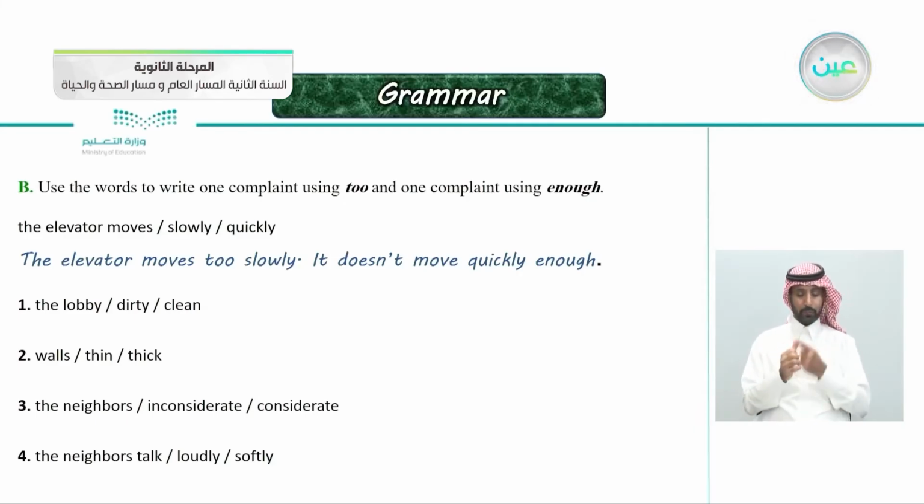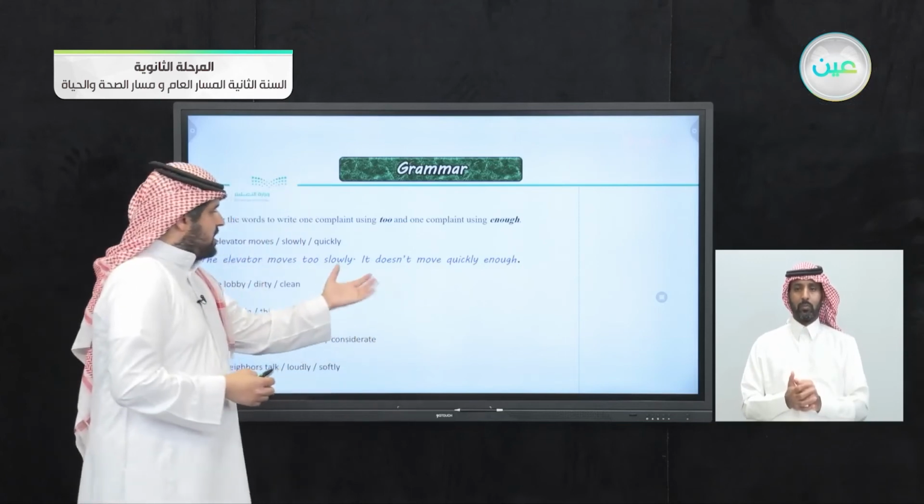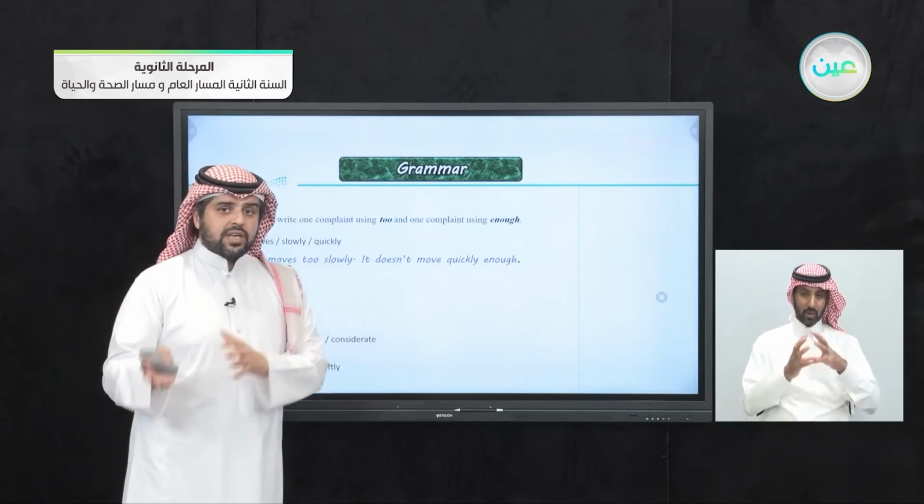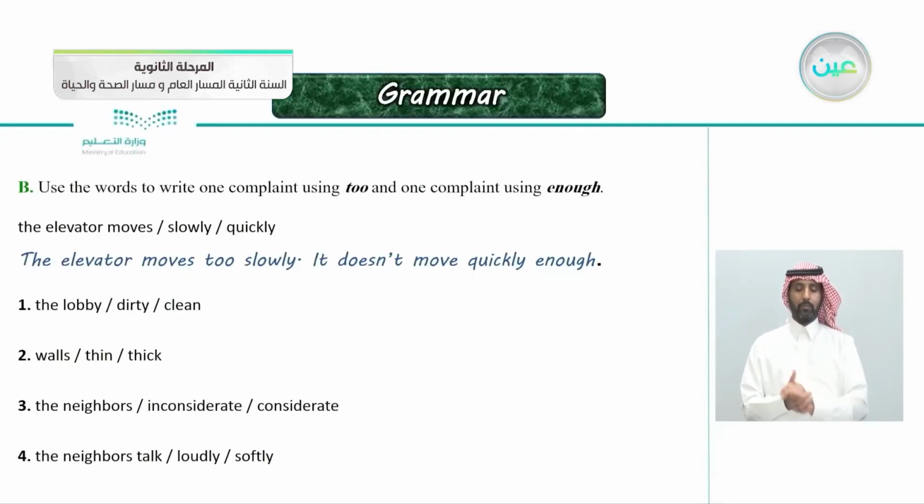The elevator moves too slowly, so it's too slow. And you can say it doesn't move quickly enough. So you can say it moves too slowly, or you can say, as it says here, it doesn't move quickly enough. So enough here is after the adverb. Number 1, the lobby, dirty, clean. So use too and enough here.